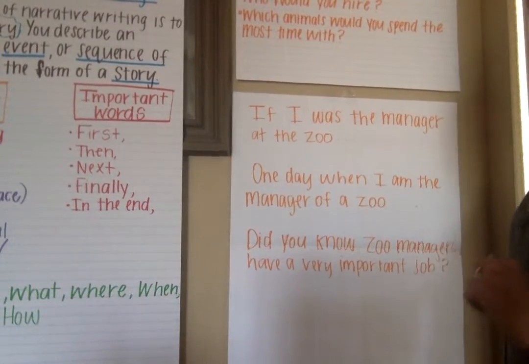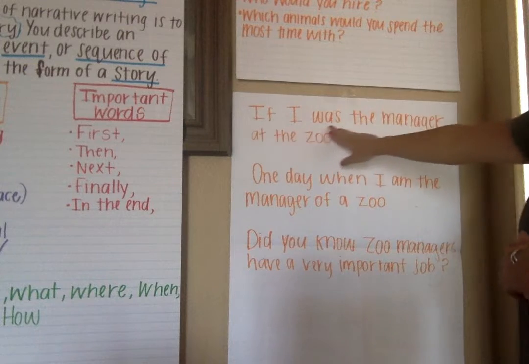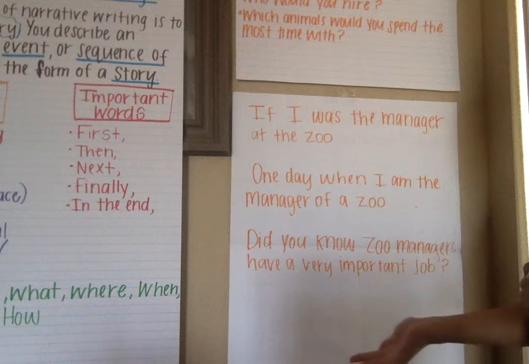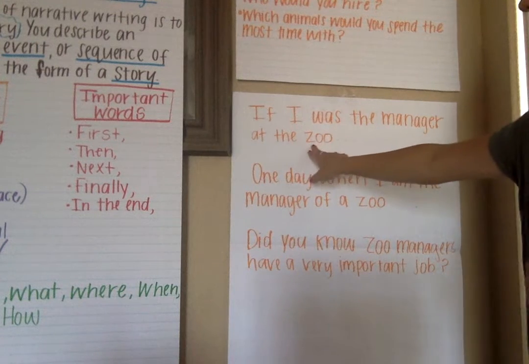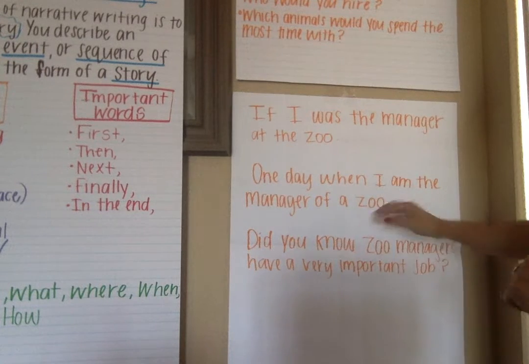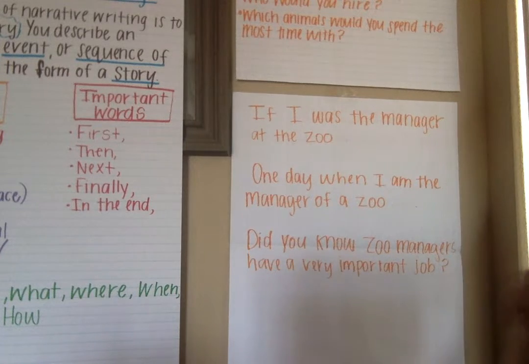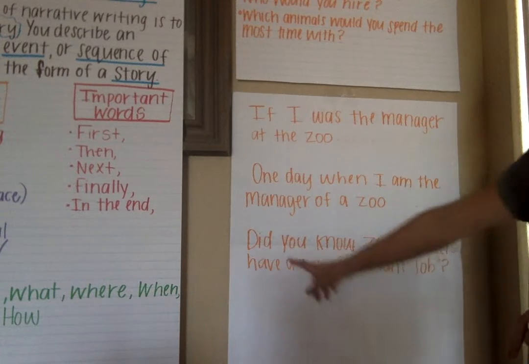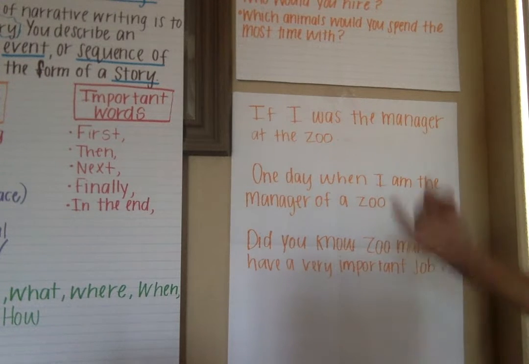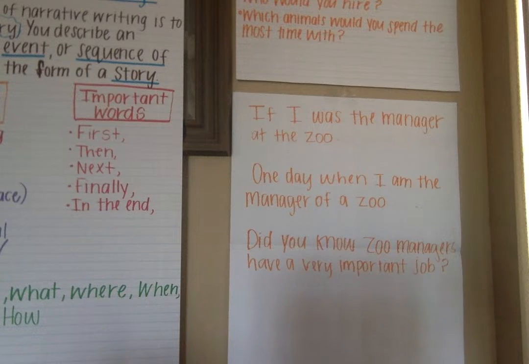Some sentence starters that you can use today are, if I was the manager at the zoo, because now you're introducing your job and where this is going to take place. Another one could be, one day when I'm the manager of a zoo, and then you can continue on. Or another one that starts with a hook is, did you know zoo managers have a very important job? And then maybe you can go and start, but through your story telling me the important job that a zoo manager has to do.